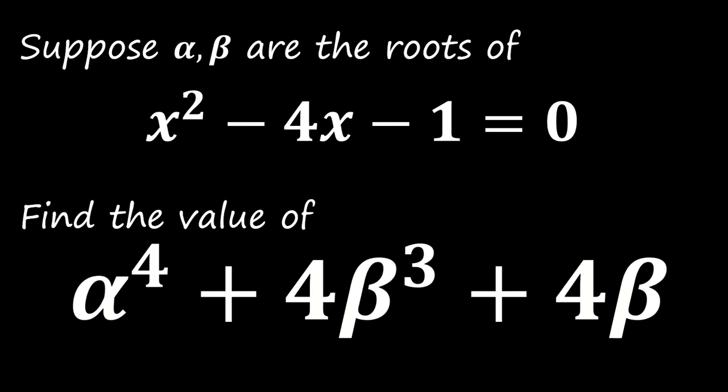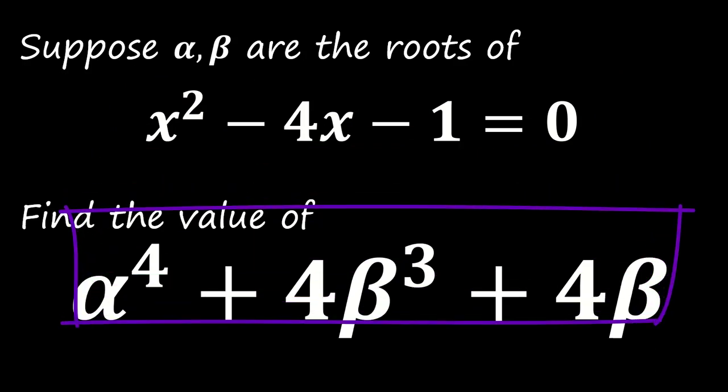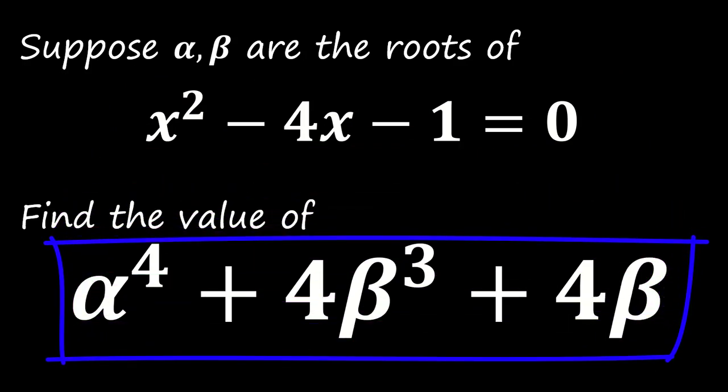For today, let's look at this elementary but interesting problem regarding quadratic equations. Suppose alpha and beta are roots of x squared minus 4x minus 1 equals 0. We also find the value of alpha to the power of 4 plus 4 beta to the power of 3 plus 4 beta. Please have a good try before you look at the answer.